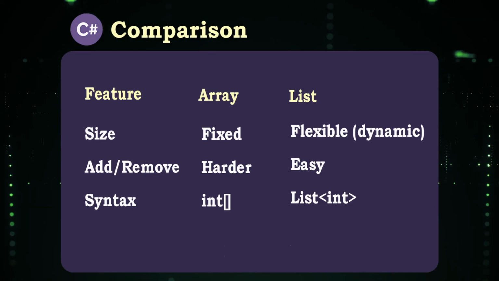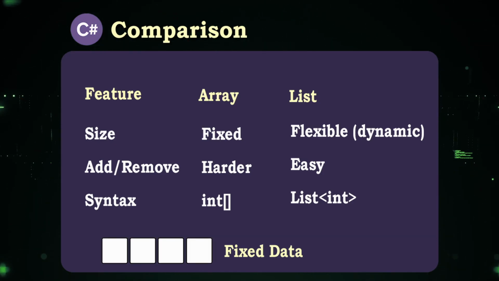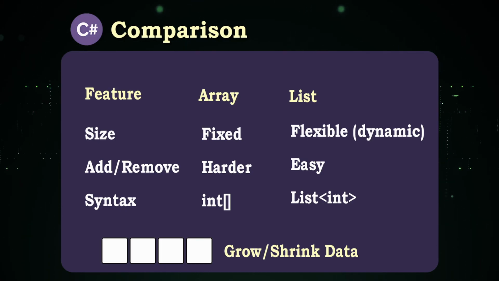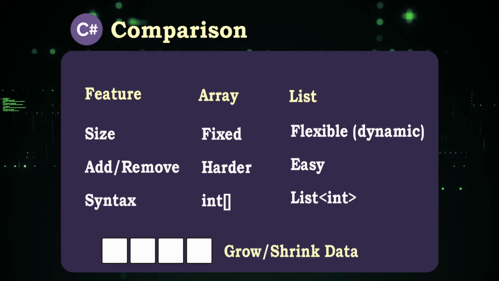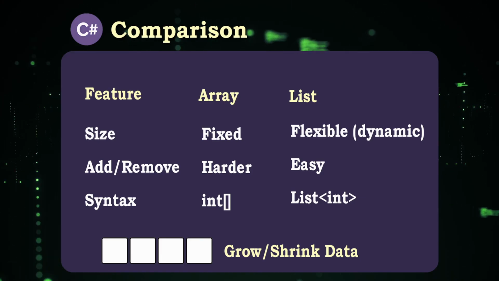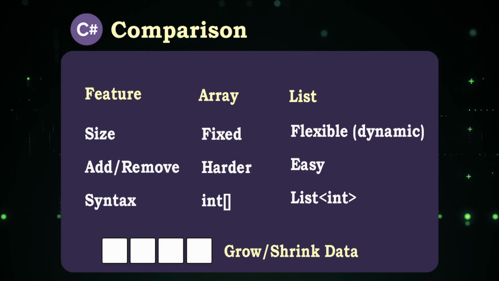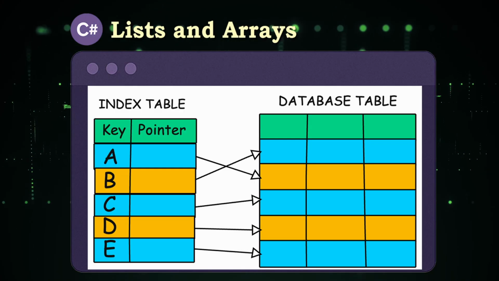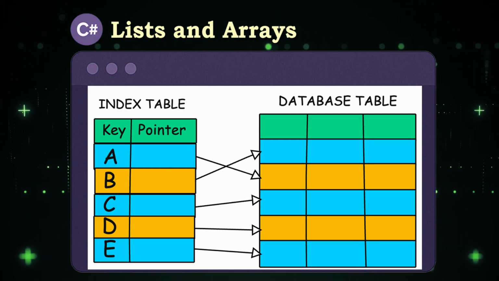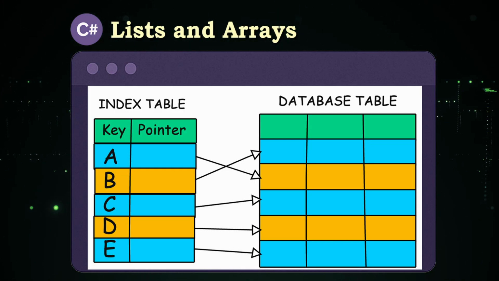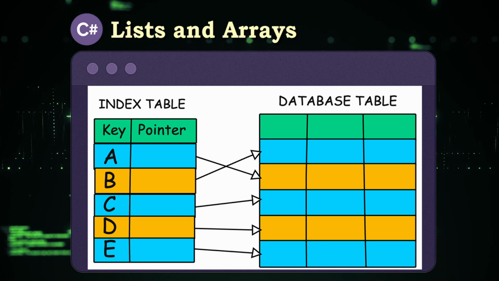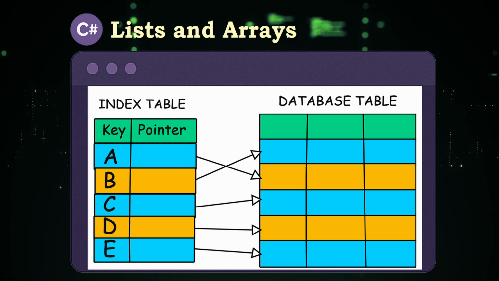Use an array when you know the size in advance and the number of items will not change much. Use a list when you need to add or remove items frequently and the size can grow or shrink during the program. Both work with indexes. Both can store multiple values of the same type, like integer, string, and so on.